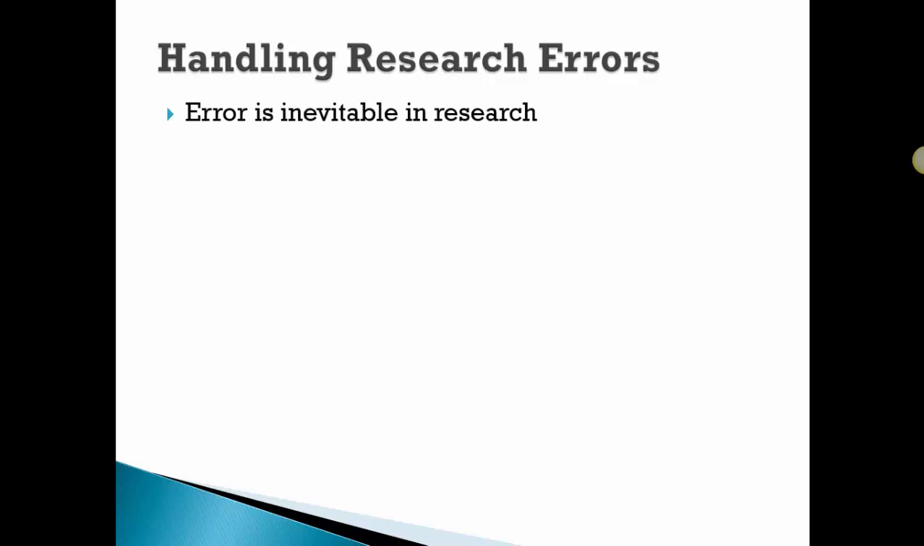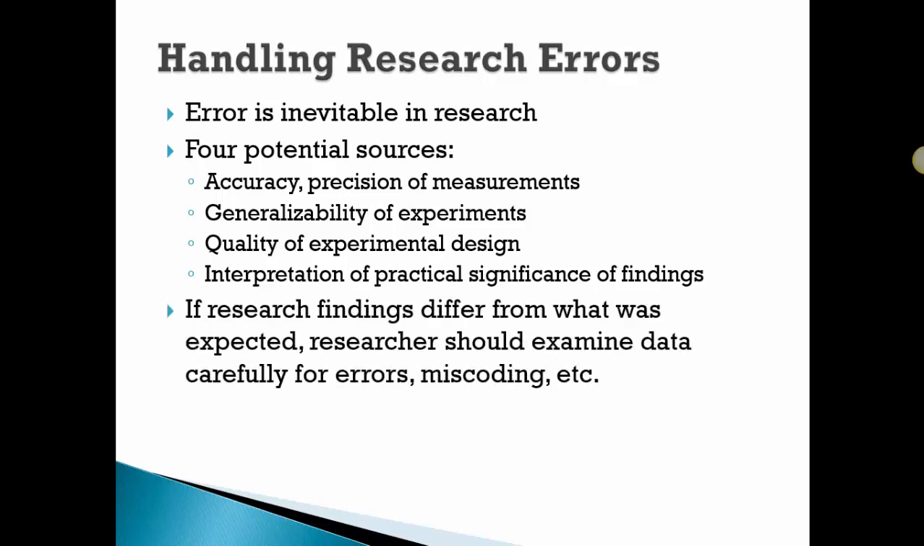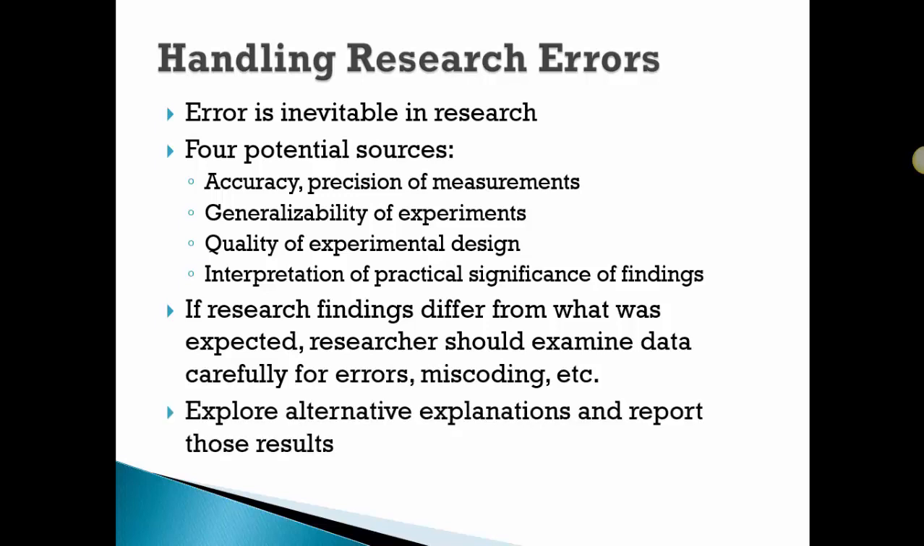Handling research errors. Errors are inevitable in research. Mistakes are going to be made. Here are four potential sources: accuracy and precision of measurements. Are the experiments generalizable? The quality of the design, and finally the interpretation of the practical significance. If research findings differ from what was expected, the researcher should carefully examine the data. Perhaps there was an error in coding, the data was written down wrong. Explore alternative explanations and report those results.